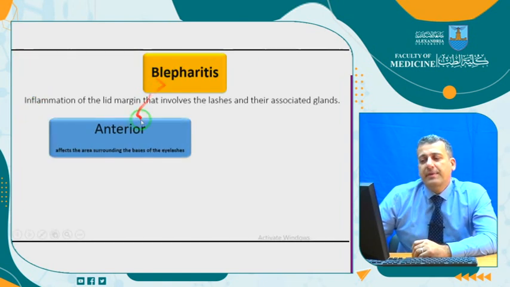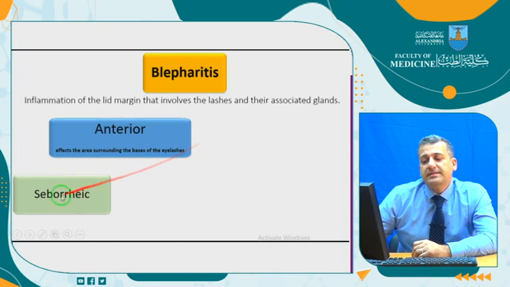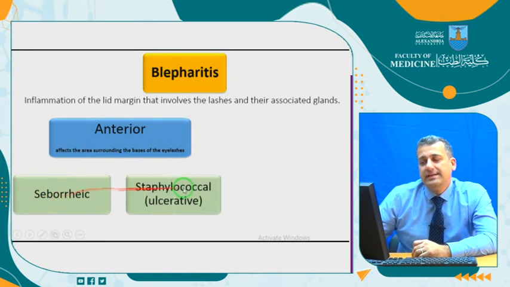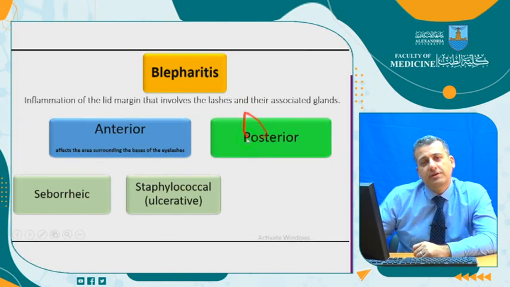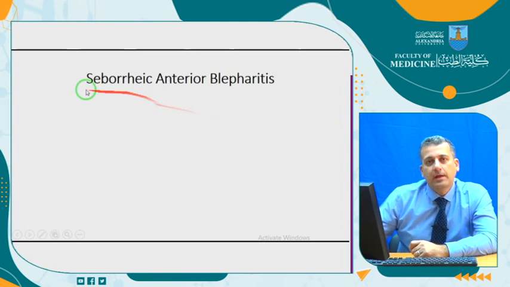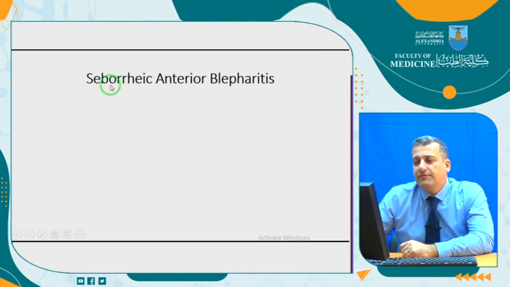Okay, it can be either anterior blepharitis affecting the area surrounding the bases of the eyelashes, and this can be either seborrheic type or staphylococcal or ulcerative type. So, blepharitis is rather a chronic inflammatory process, can affect the anterior part of the lid, either in the form of seborrheic blepharitis or staphylococcal or ulcerative blepharitis. These are the types of the anterior blepharitis. Or this blepharitis can be a posterior blepharitis. Okay, what about the seborrheic anterior blepharitis?